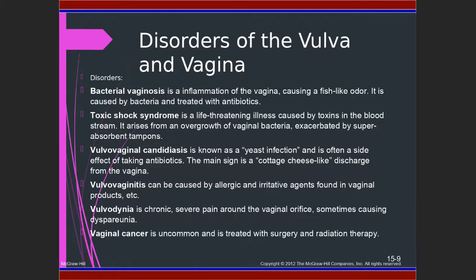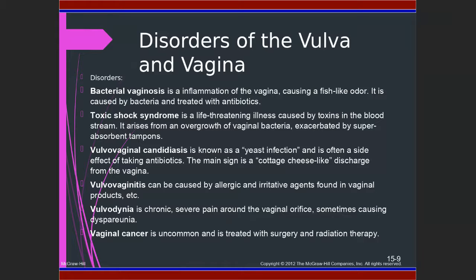Disorders of the vulva and vagina. Okay, you can have bacterial vaginosis, which is an inflammation of the vagina causing a strong fish-like odor. It is caused by bacteria and treated with antibiotics. Now, bacterial vaginosis typically happens because there's contamination from the anus to the vagina. It can happen in little girls because they wipe from the back to the front, and they bring bacteria from the back to the front. It can happen because of poor hygiene, of course, and it can happen because of sexual intercourse, okay? There's all this movement and the bacteria sneaks into the vagina and then it causes a problem.